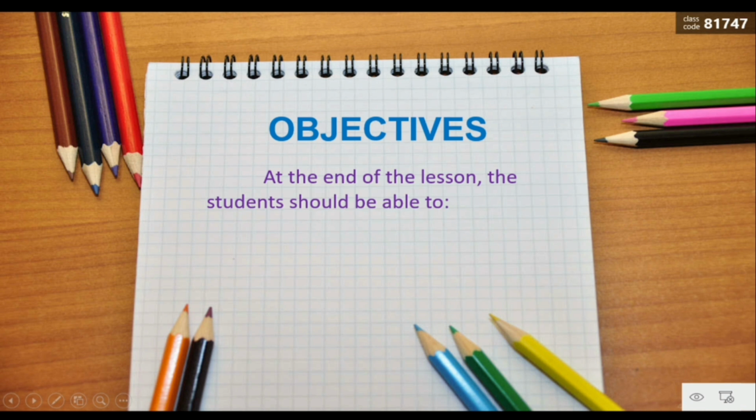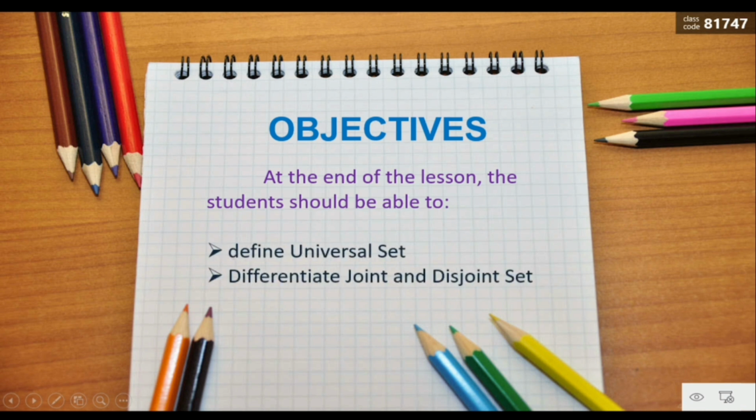The objective of our lesson for today is that at the end of the lesson, the student should be able to number 1, define universal set, and number 2, differentiate joint and disjoint set.